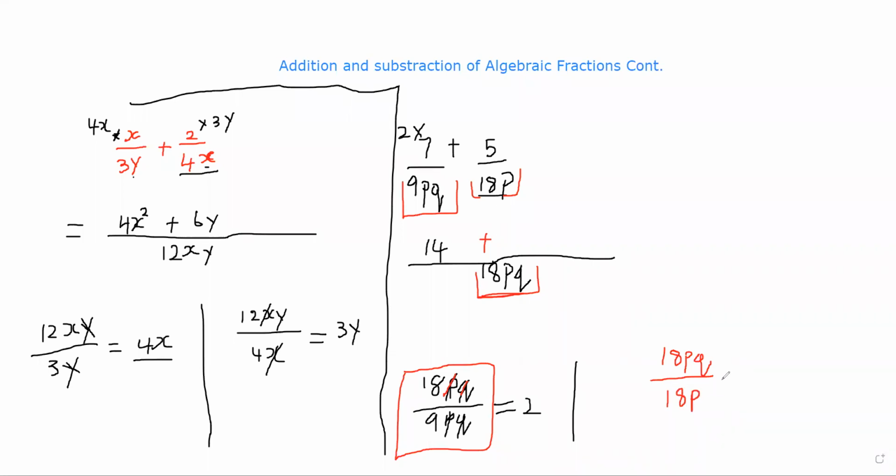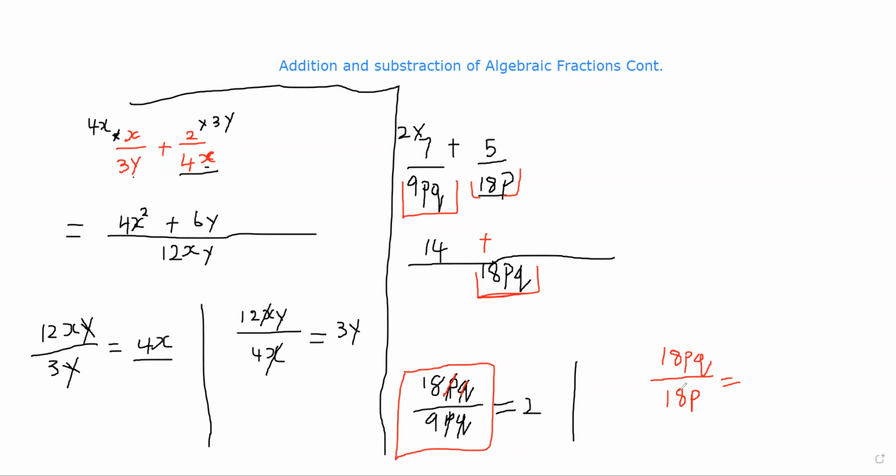So what would be our answer there? Anybody? What would be the answer there? 5Q? 18PQ divided by 18P. Q. One Q. All right. Anybody else? 5Q.